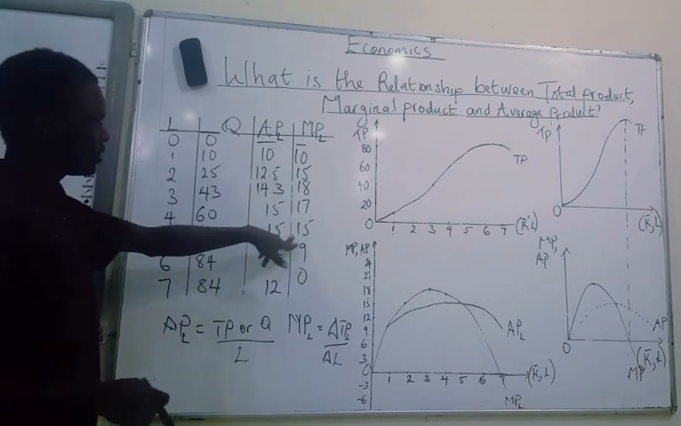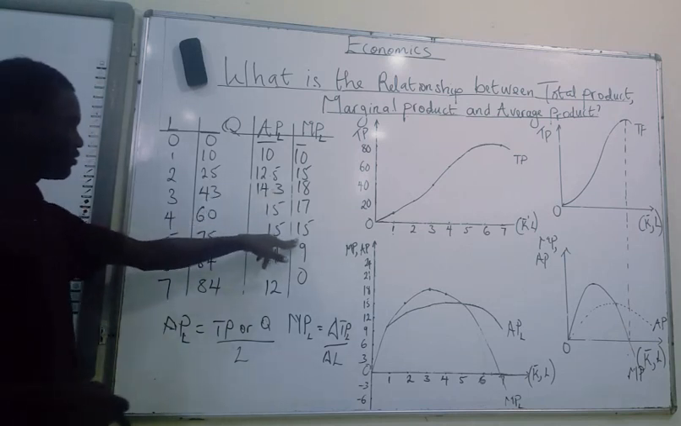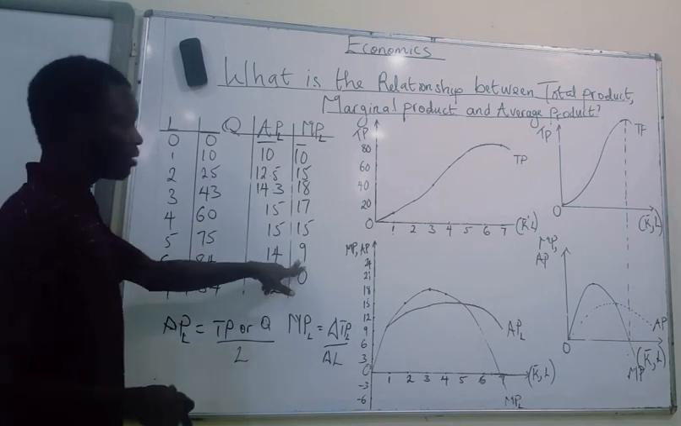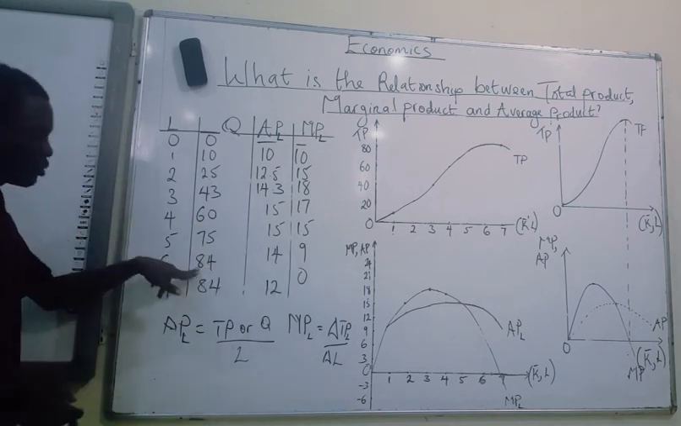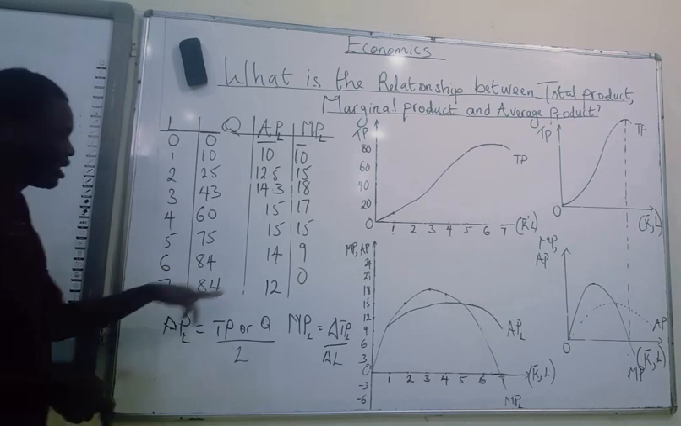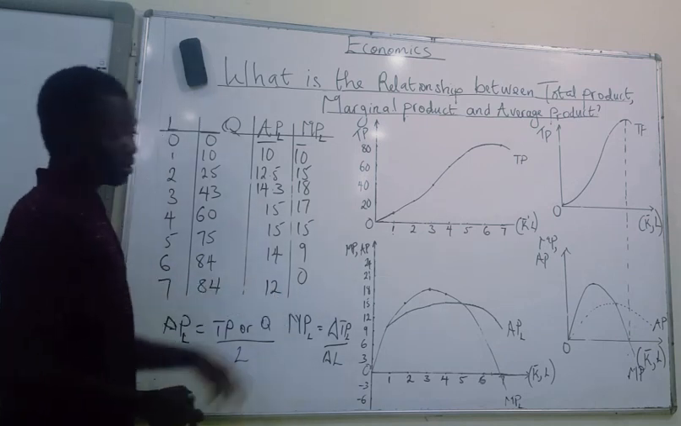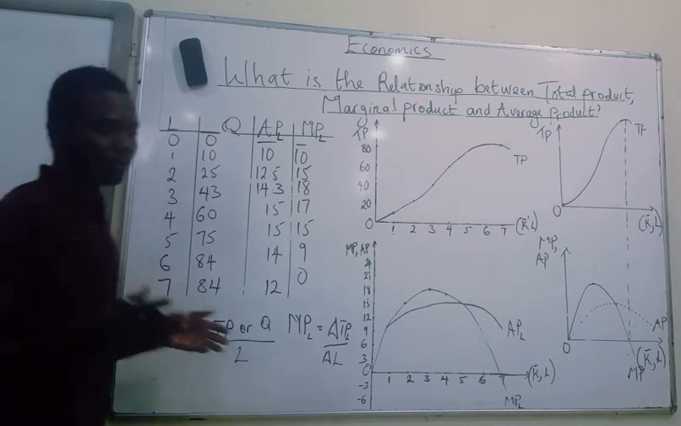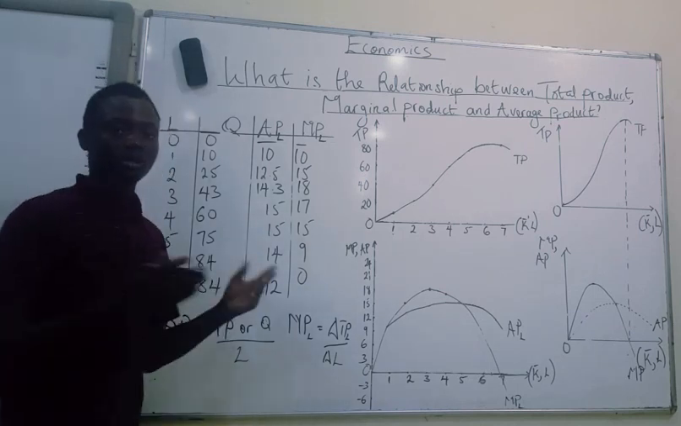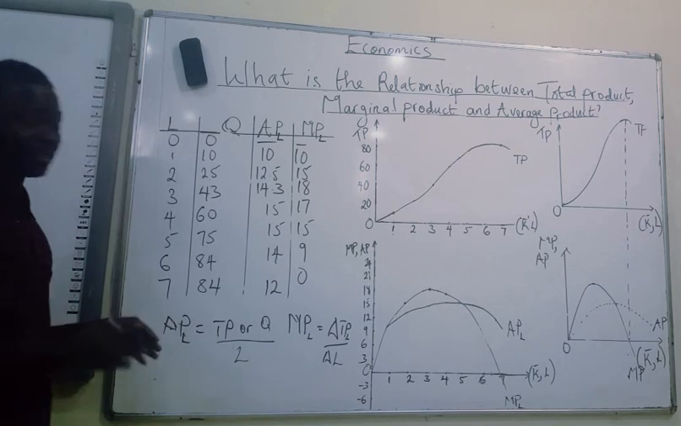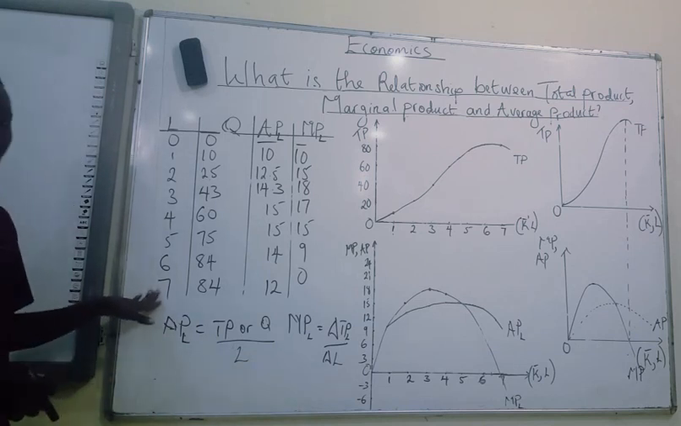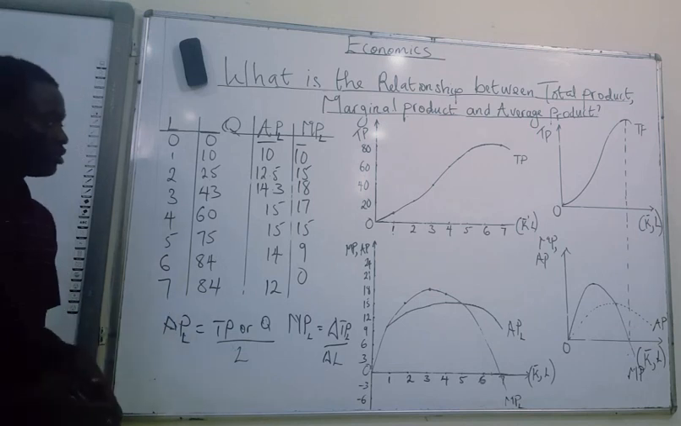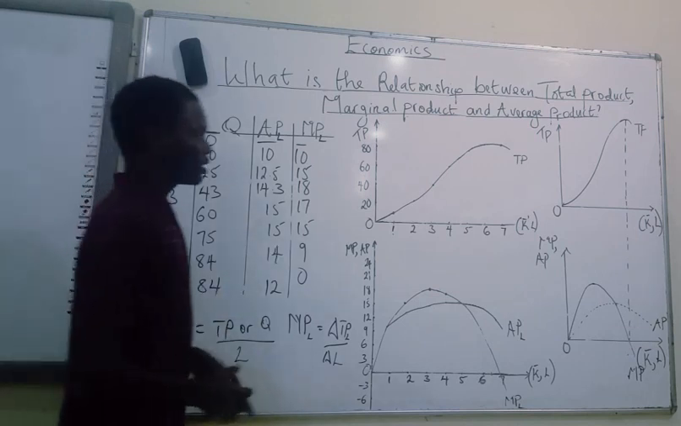Then we have the fifth laborer contributing 15. Total product is still rising. The sixth laborer contributing 9 to total product. Total product is increasing by 9. And then we have the seventh worker contributing nothing to total product. It simply means it's the limit for this producer. It doesn't make any sense economically to employ the seventh laborer, since he or she is not contributing anything to total output. Now we sketch our graph.